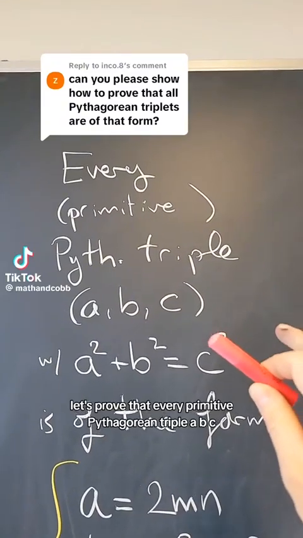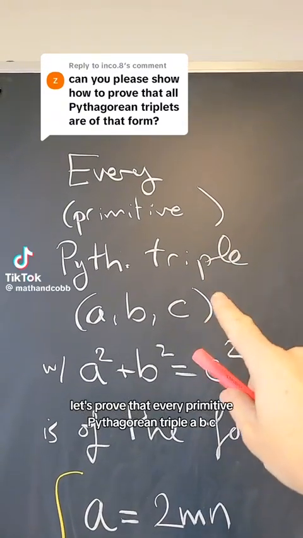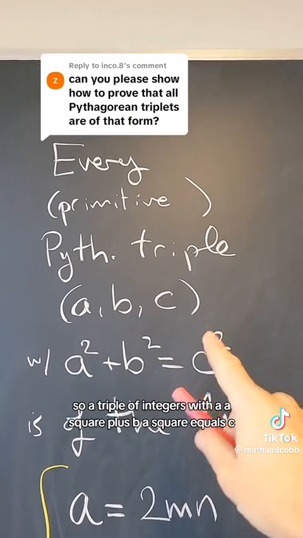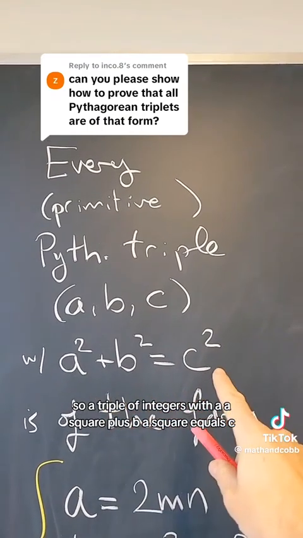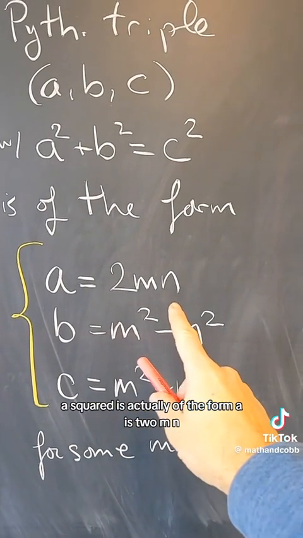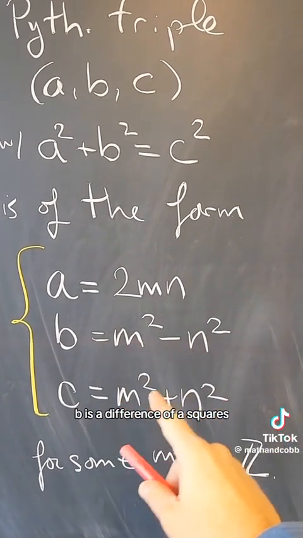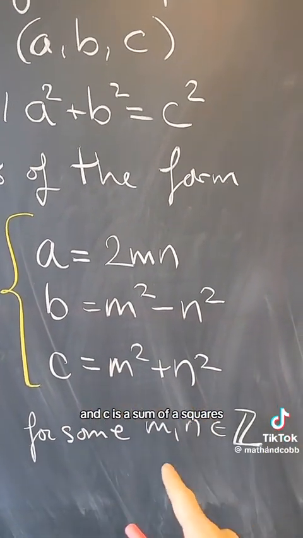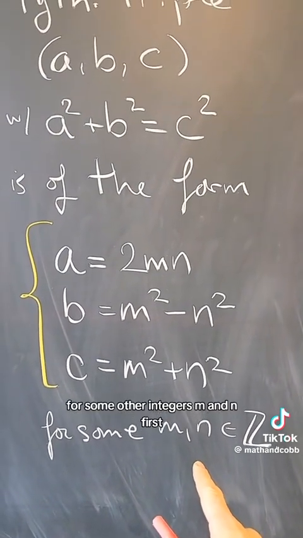Let's prove that every primitive Pythagorean triple a, b, c, so a triple of integers with a squared plus b squared equals c squared, is actually of the form a is 2mn, b is a difference of squares, and c is a sum of squares for some other integers m and n.